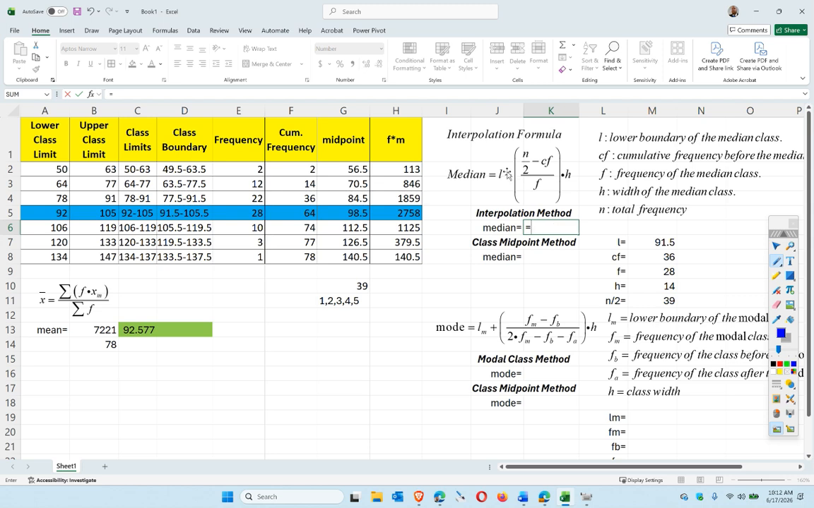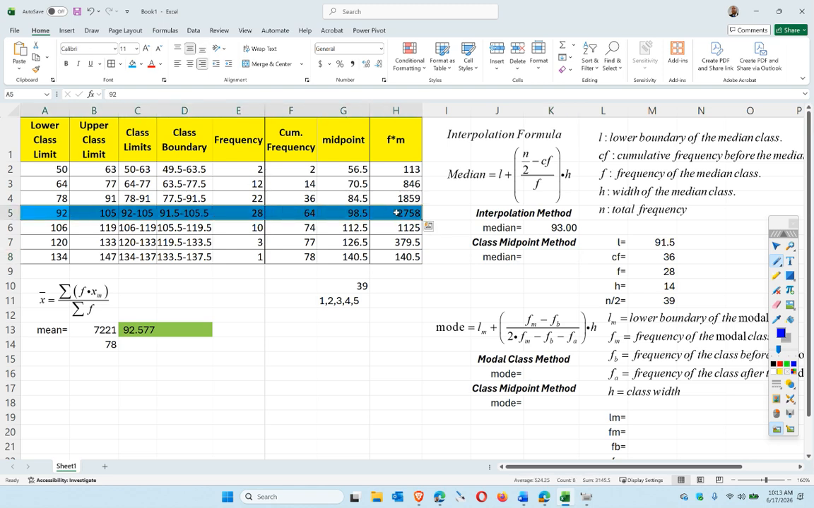So lower boundary, plus parentheses, common mistake, N divided by 2 minus the cumulative frequency, close paren. So that's the numerator there, which is why we need the double parenthesis, divided by the frequency of the median class, close paren, times h, which is the width. And I get 93.